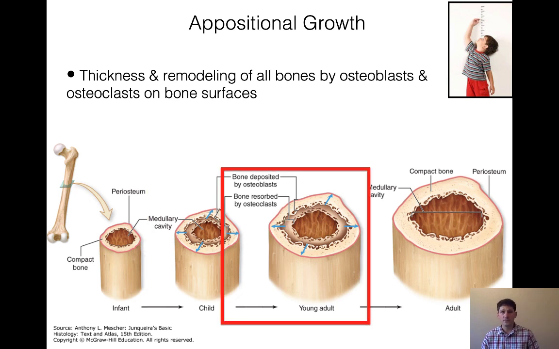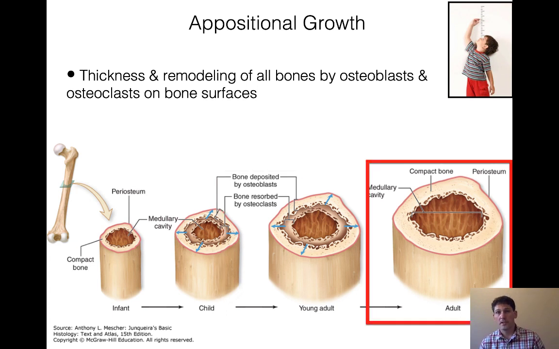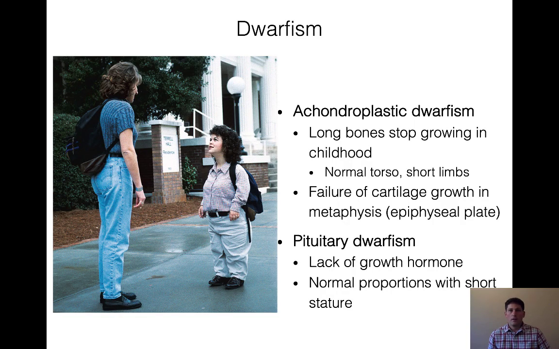By the time we're a young adult, you can see that process is continuing, and once we become an adult, we stop that appositional growth, and our bones are just in a state of remodeling where we maintain those. Now, two types of dwarfism: achondroplastic dwarfism, so without cartilage.